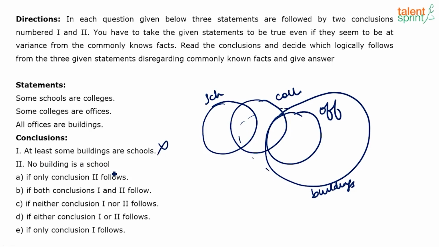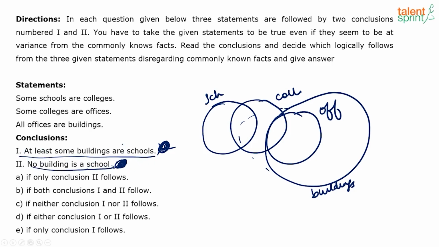Now next, no building is a school. Now again, when you look at these statements separately, you feel that both don't follow. But what you have to see here is that these two given conclusions are a complementary pair. What is a complementary pair? If this conclusion is true, then this is false. Else if this is true, then this is false.